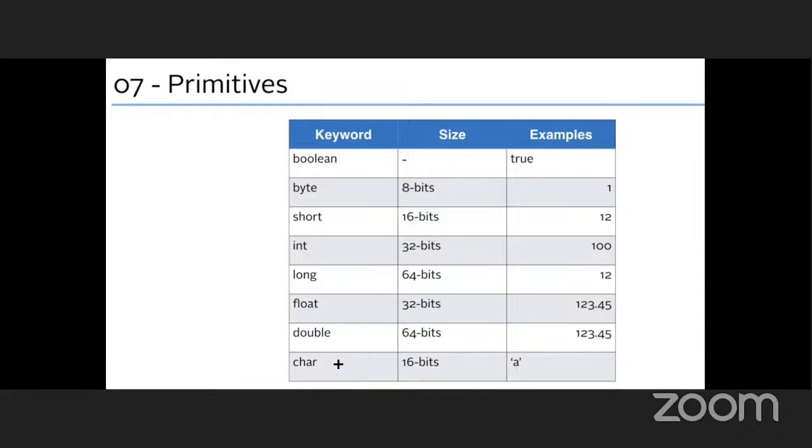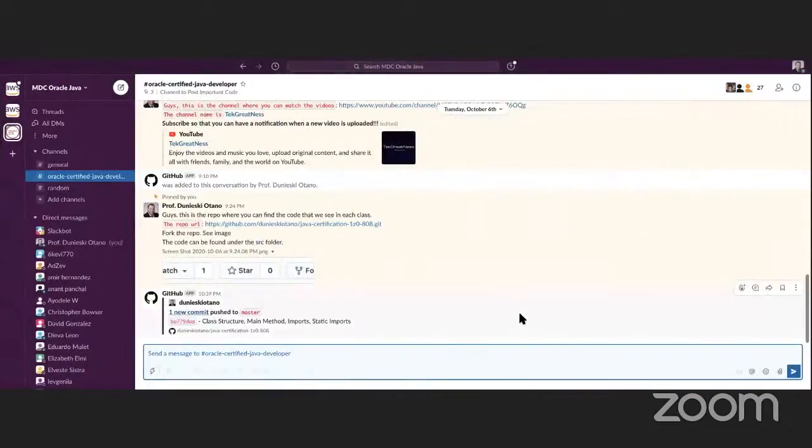And then you have char, which is 16 bits. It's only one character, okay? So if you have AB, it doesn't work. That doesn't compile. It has to be only one character, either A lowercase or A uppercase, okay? So at least you have an idea what a primitive is, right?